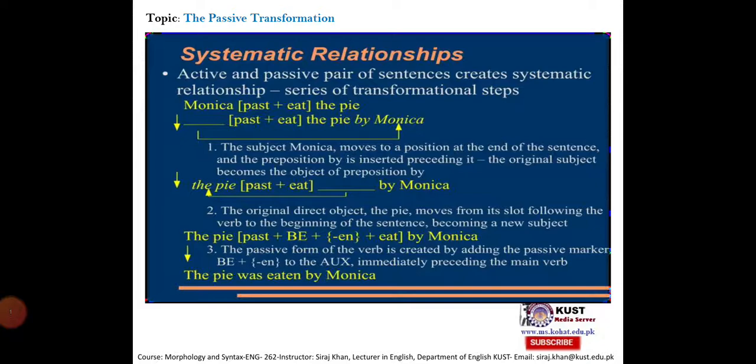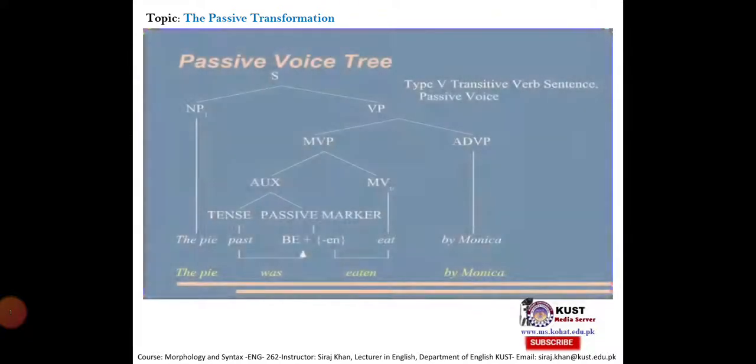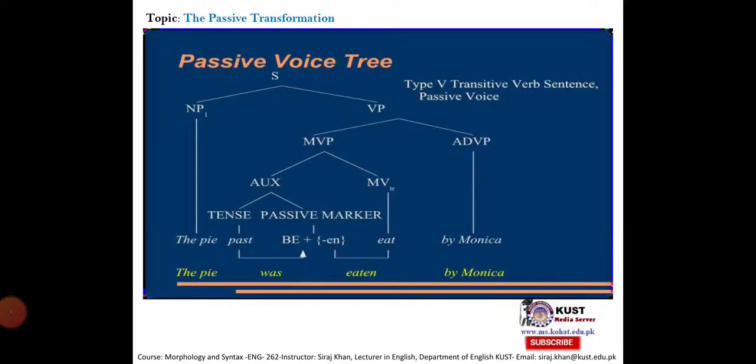The passive structure will be like that: Monica ate the pie, so the pie was eaten by Monica. The passive voice tree for the pie was eaten by Monica: noun phrase, verb phrase, main verb, auxiliary tense in the past, and passive be plus n as a marker. So, was eaten, and by as a preposition, an adverbial preposition, is by Monica.